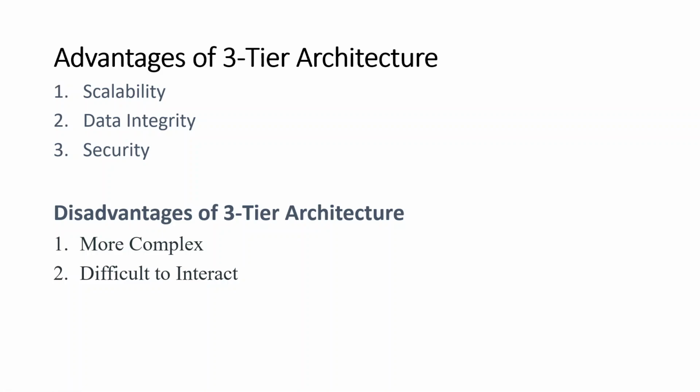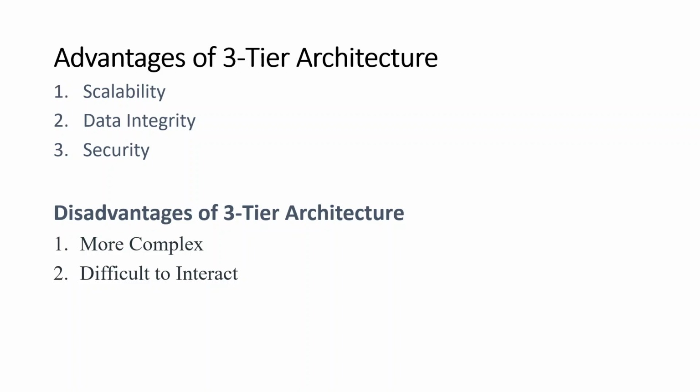First one is scalability. The application server can manage load balancing, allowing support for numerous clients without impacting database performance. Second one is data integrity. The application layer filters and validates client requests, reducing the risk of data corruption. Third one is security. By removing direct access to the database, the architecture minimizes the chance of unauthorized access and enhances security.